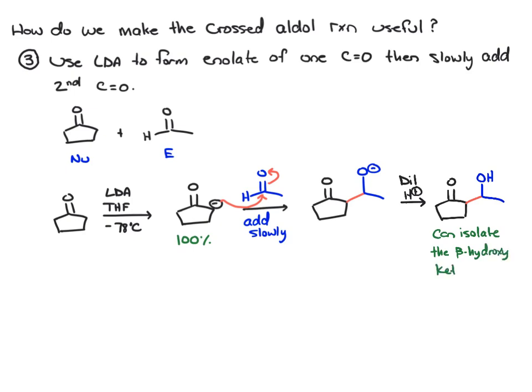If you do want the alpha beta unsaturation, what you could do is just add some base, water, you might heat it up for good measure, and that will cause water to be lost. So now we get the alpha beta unsaturated ketone.